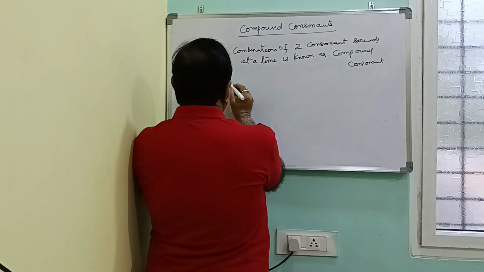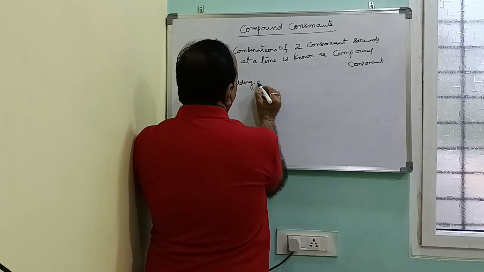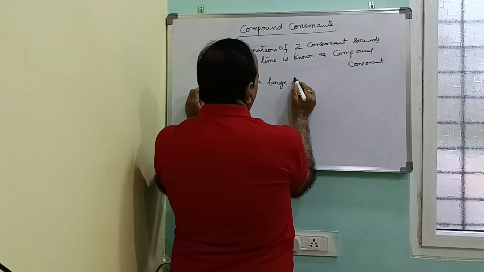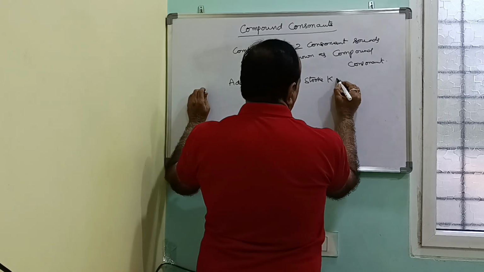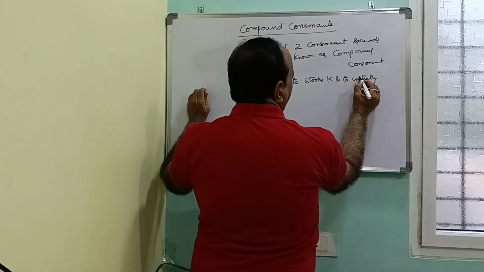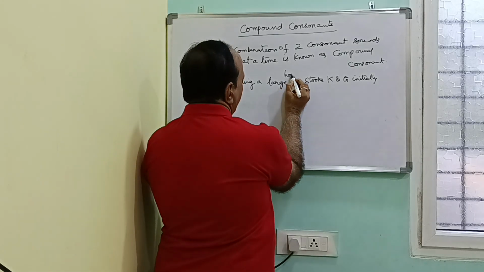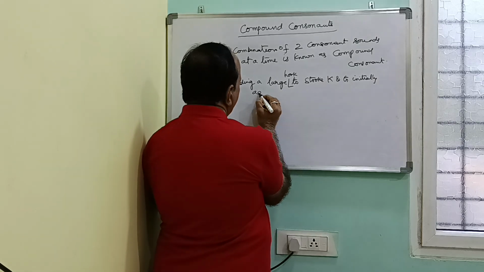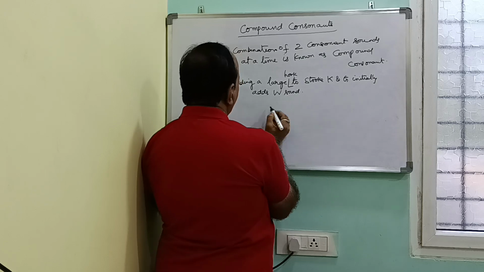The first compound consonant is adding a large hook to stroke K and G initially. Adding a large hook to stroke K or G initially adds the W sound. I'll give the example.